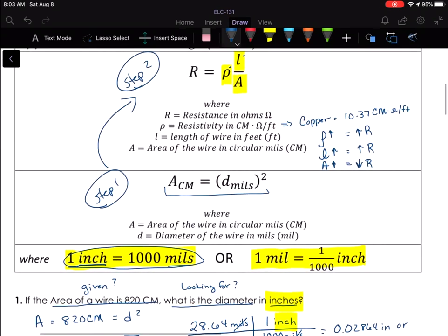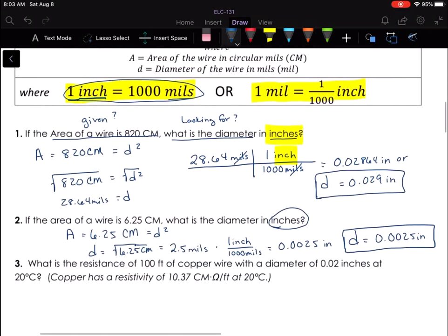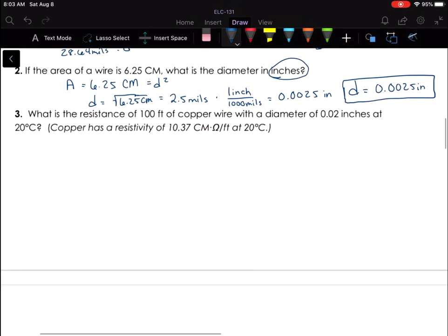Now that was all working on step 1. Now let's apply that to step 2 and calculate the resistance of an actual wire. So again, we want to start by looking at all the information we're given. What is the resistance? We're looking for the resistance of 100 feet of copper wire. What is 100 feet? That's the length.